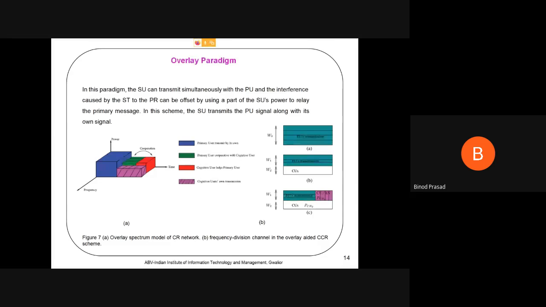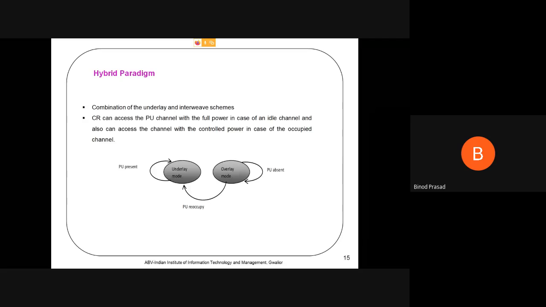Whereas in case of interweave, we have said that sensing should be accurate. If sensing is not accurate, or if it senses that a given band is occupied, then the CR is not supposed to utilize that band. So in that case, it is not fully utilizing that band. It is losing the opportunity of utilizing a given band because some license user is there. So if you use the interweave approach, during that portion of time the band cannot be utilized.